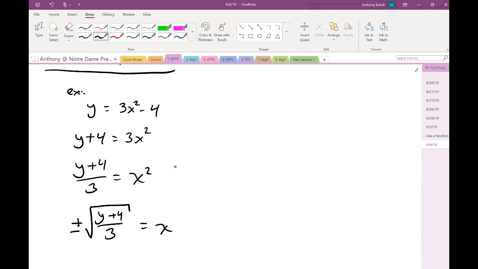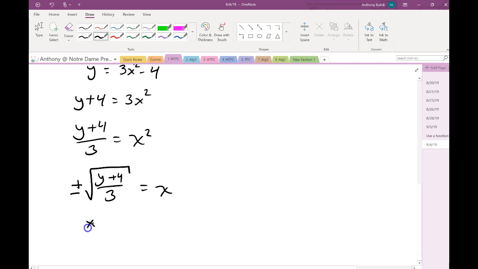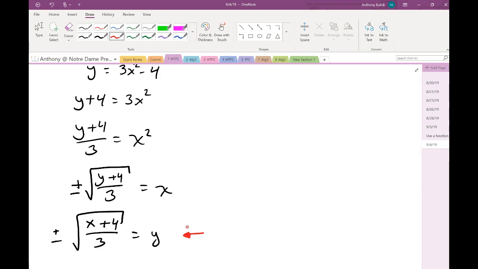And then the last step would be to swap. And then what do we observe here? What can I say about this guy? Well, yeah, that is true. We can say that. It is the inverse. Anne says this is not a function. Why? What about this is telling you that, Anne? Yeah, because of the plus or minus.